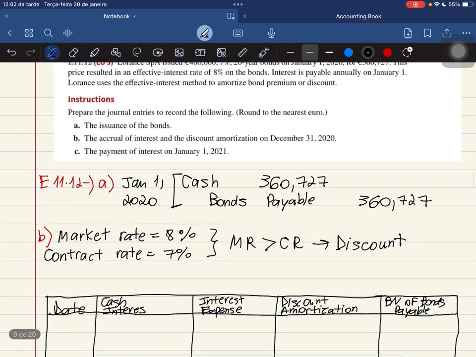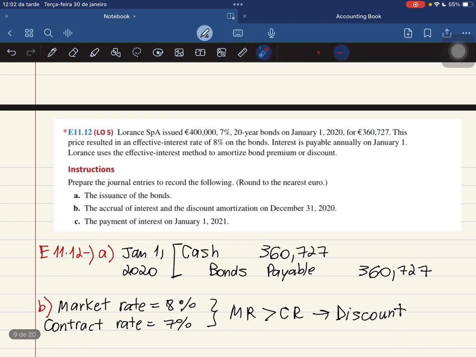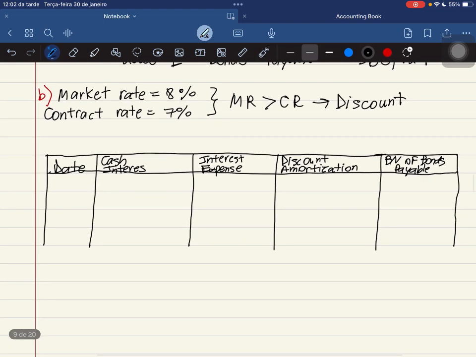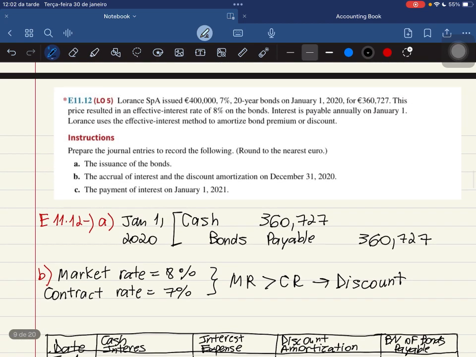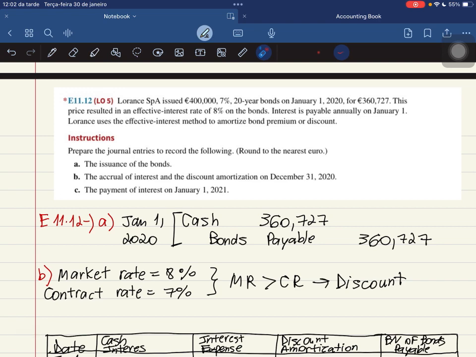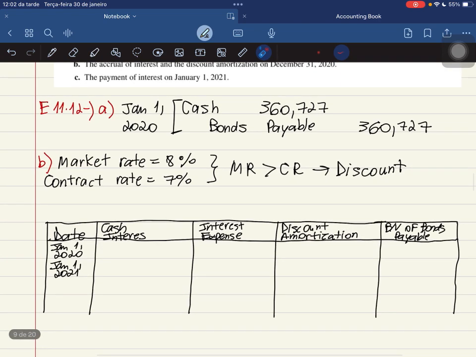Okay, so the bonds were issued on January 1st of 2020, and interest is payable also on January 1st, which means that all the dates are going to have to be January 1st, starting with January 1st, 2020, and then January 1st, 2021. And it wants us to accrue the interest until December 31st of 2020. So in theory, we could just stop here, but I'm going to make one more just to be more clear.